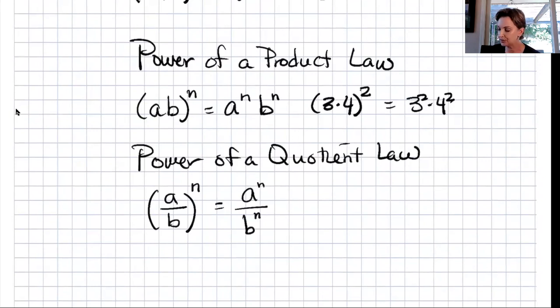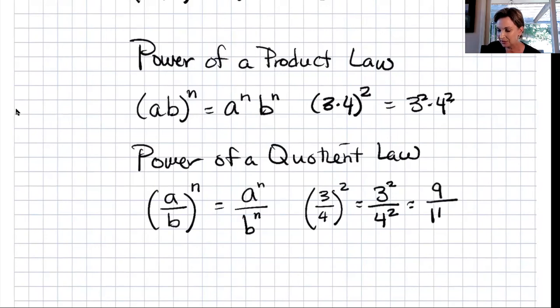This one's a little clearer to see because if I had, say, 3/4 squared, I don't know what 3/4 squared is necessarily off the top of my head. But I might be able to do it differently if I separated the 3 squared and the 4 squared. Now I can do 9/16. That's what 3/4 squared is. So it gives us another way of calculating that number.